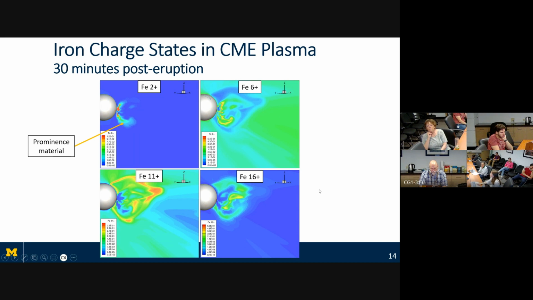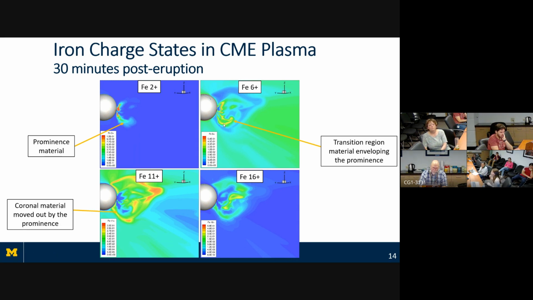Very nice. We see that southward deflection that I was just discussing, as well as that hooking for the cartwheeling effect. Our iron 6+ is more of our transition region temperatures, and we see it very clearly enveloping the prominence with very high spatial resolution, which is nice to see. In our more coronal line, so in our 11+, we see that the corona is really being moved out by the prominence. We don't see them being too co-spatial. We also see that the streamer that was just above the active region really got opened up by the CME.